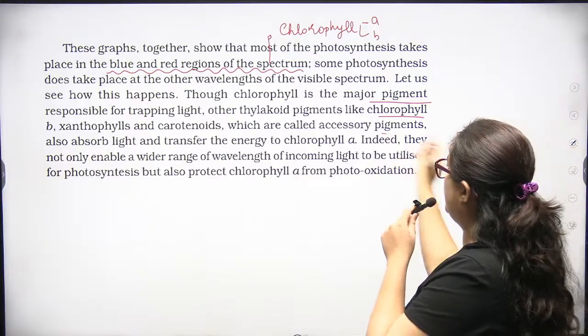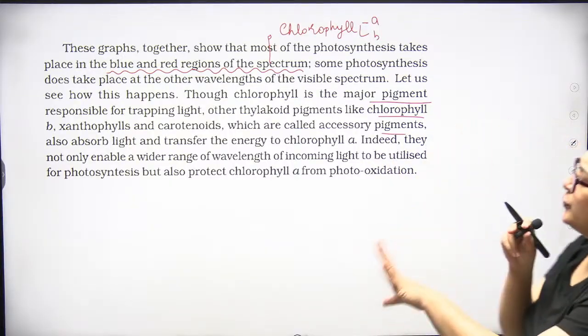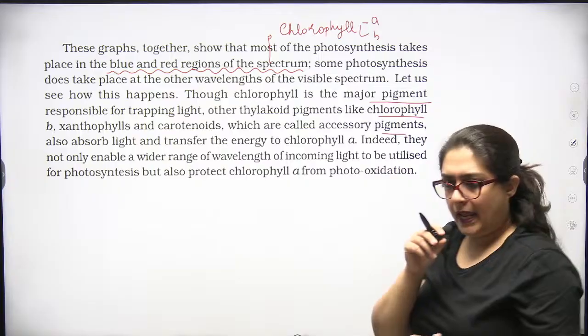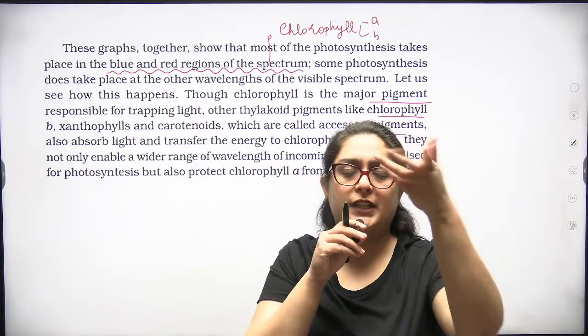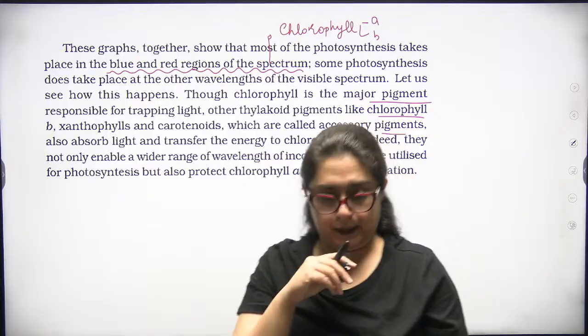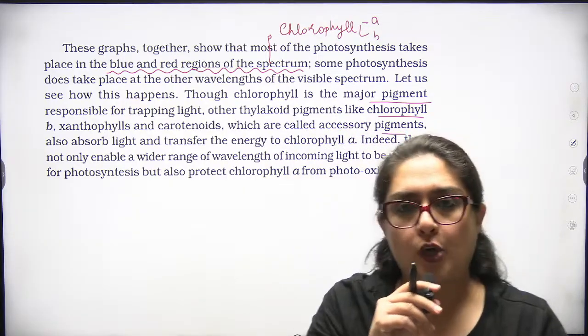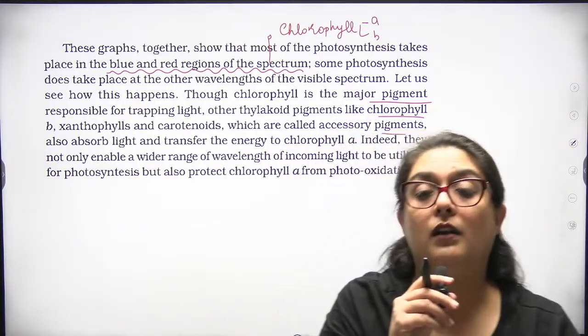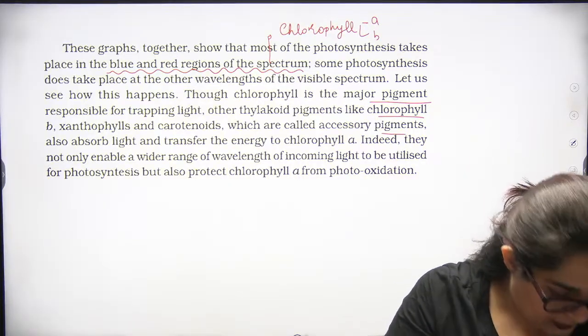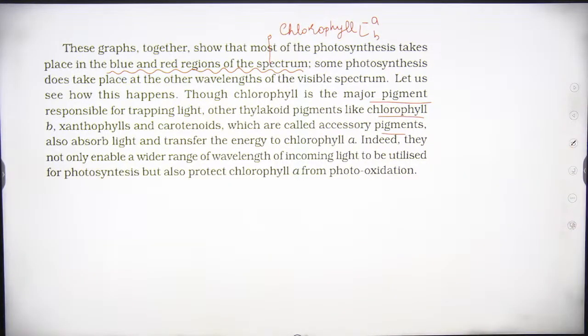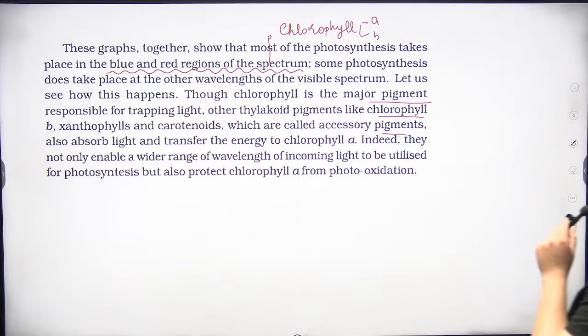Though chlorophyll a is the major pigment responsible for trapping light, other thylakoid pigments like chlorophyll b, xanthophyll, and carotenoids, which are called accessory pigments, also absorb light. These chlorophyll a and b are primary pigments. They should be present. If they are not present, there is no sense. Who is going to trap the sunlight? If chlorophyll pigments are not present, it is not possible for the green plant to trap the sunlight. Others are accessory pigments.